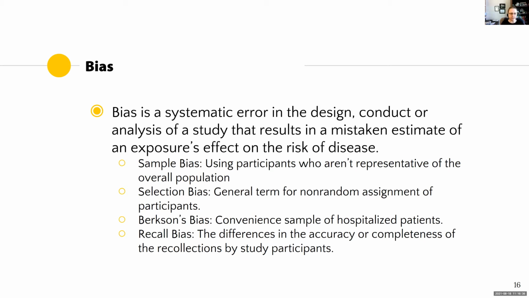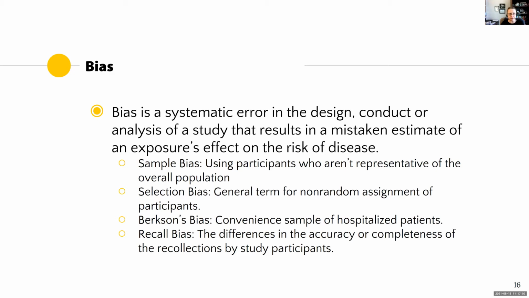And then recall bias, that's another good one. In a case control study, if you're asking people, were you exposed to X, or do you remember where you were? I don't know where I was yesterday, much less what I did however many years ago. So recall bias is a real problem. Those are just some examples of bias.